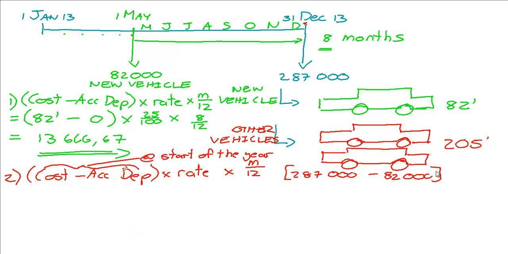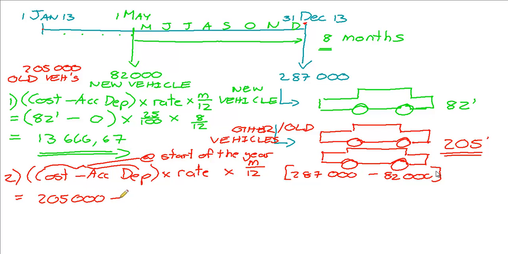So what is my cost for these other vehicles, or we can say the old vehicles if you wish, on the 1st of January? We already calculated that, and it was 205,000 Rand. That's the old vehicles. Alright, so I can say 205,000 minus my accumulated depreciation on the 1st of January.